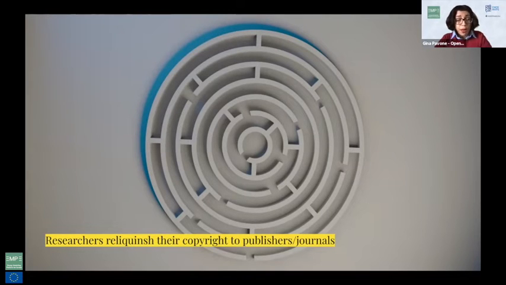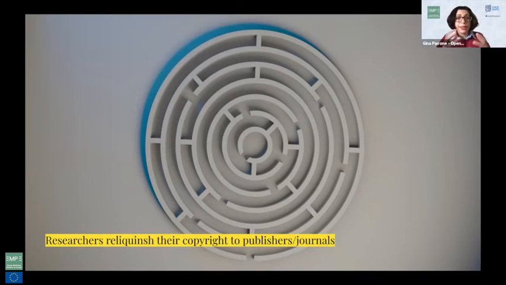Another huge problem in the actual scholarly communication system is that researchers relinquish their copyright to publishers. This means that they simply give up their potential commercial benefits deriving from their work.